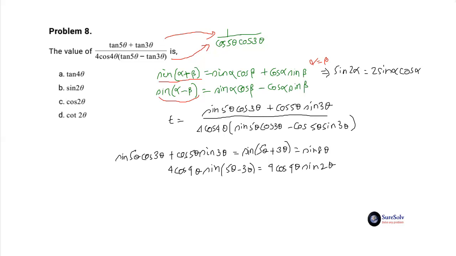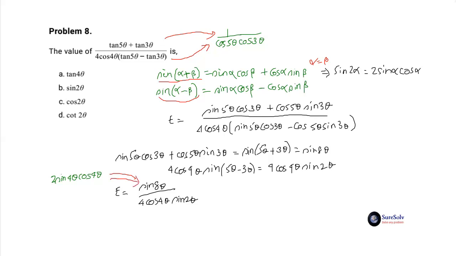What about the target expression? It is simplified to sin 8 theta divided by 4 cos 4 theta sin 2 theta. This is the time when you use the third compound angle compact relation, sin 2 alpha equal to 2 sin alpha cos alpha, on sin 8 theta. Sin 8 theta equal to 2 sin 4 theta cos 4 theta.